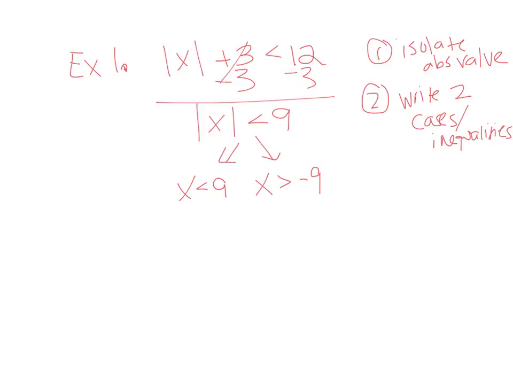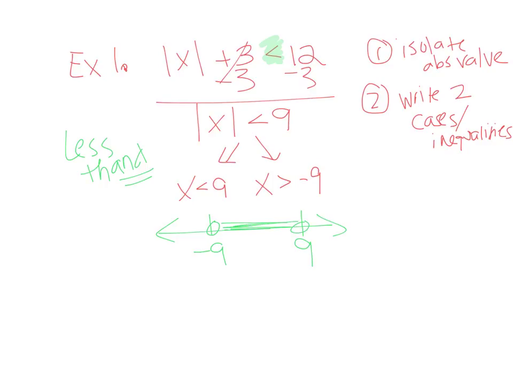Since this problem started with a less than symbol, this is going to be a less than. It's an and statement. Since the original symbol was a less than, this is an and statement. So I know that when I draw my graph, negative 9 is smaller, 9 is larger, and I graph this, it's going to be an intersection without even having to think about it.